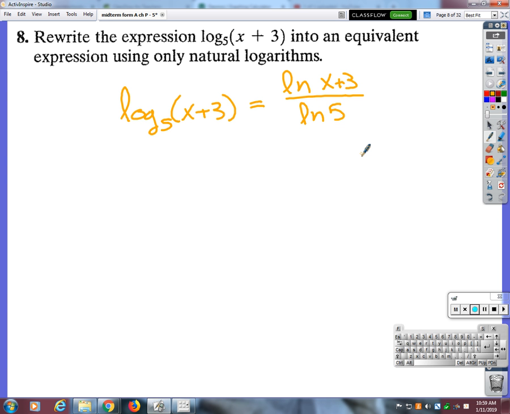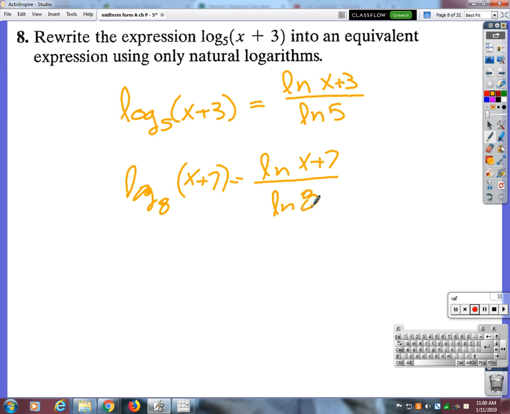Okay? Does that kind of make sense? You want me to throw another one together so you can see that again? So that's it, yeah. Log base 8 of x plus 7 would be, yeah. And the base always goes on the bottom, yeah.